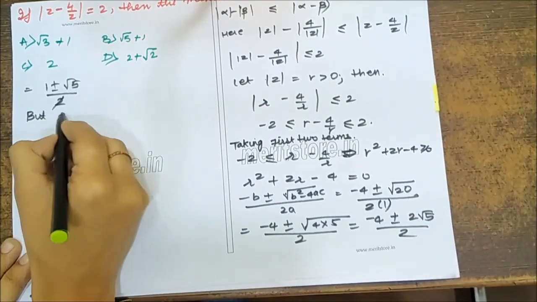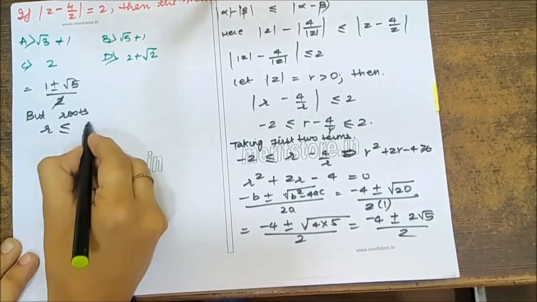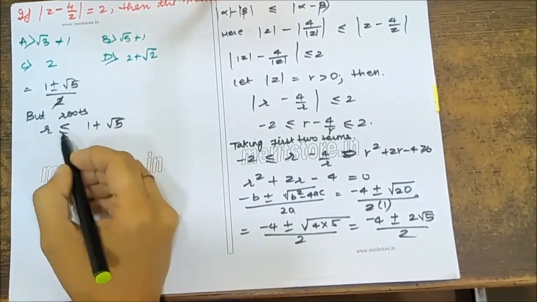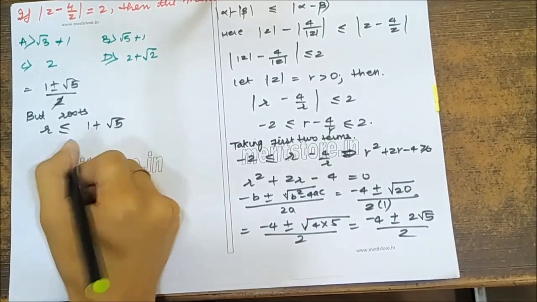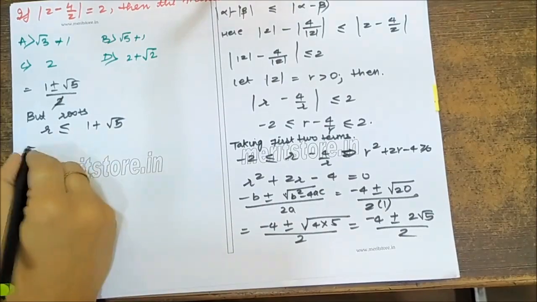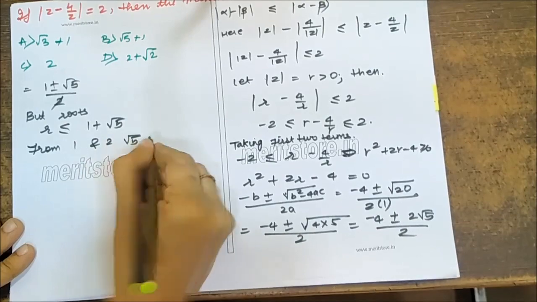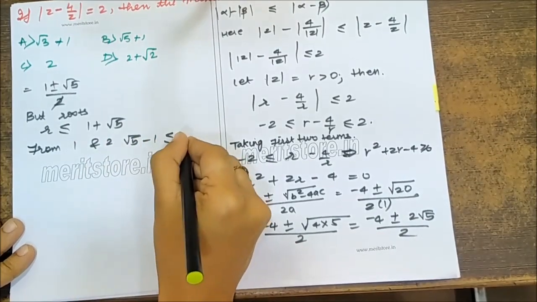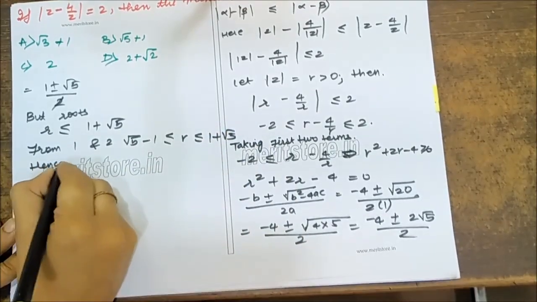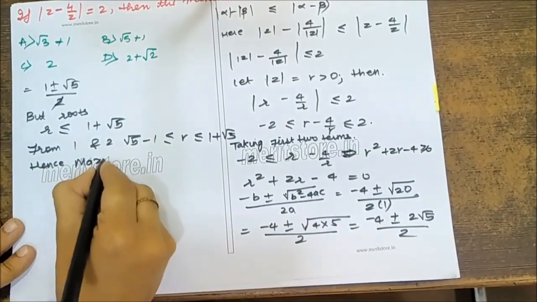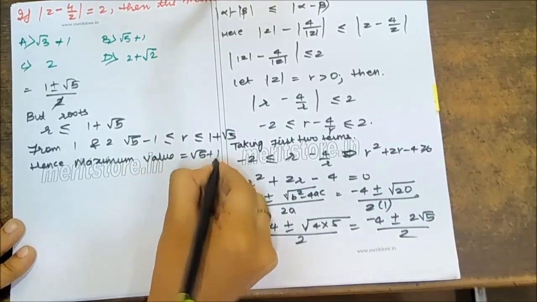But roots will lie, your roots will be less than or equal to minus 1 plus or minus root 5. So from 1 and 2, root 5 minus 1 less than or equal to r less than or equal to 1 plus root 5. Hence, maximum value is root 5 plus 1.